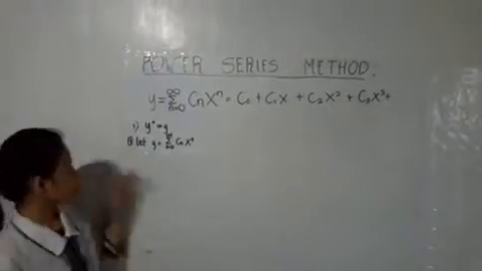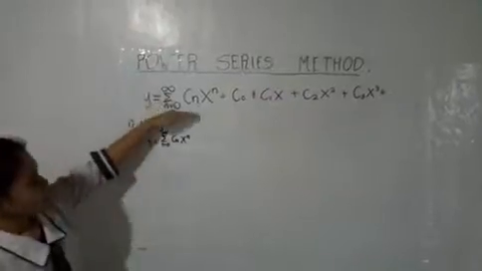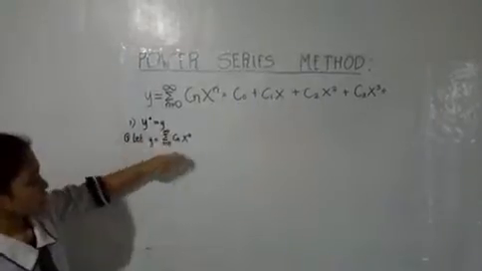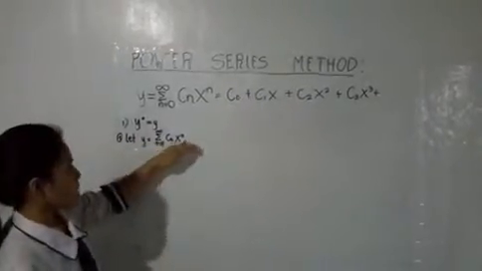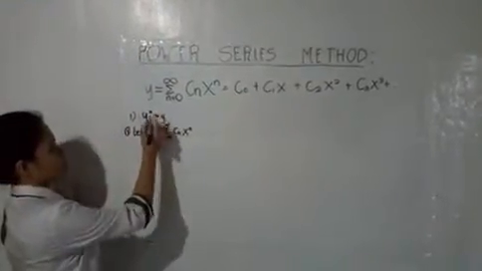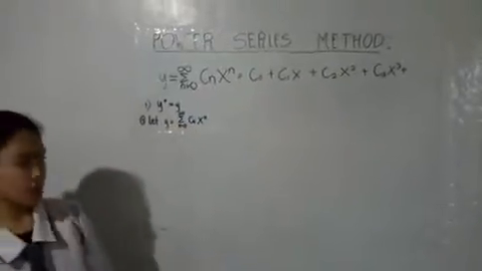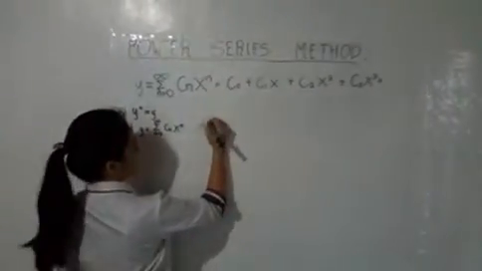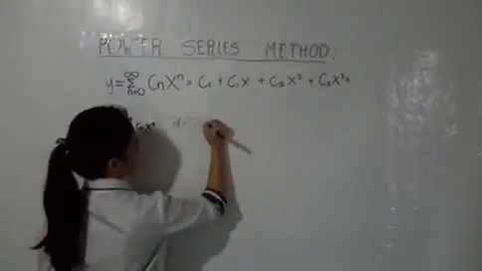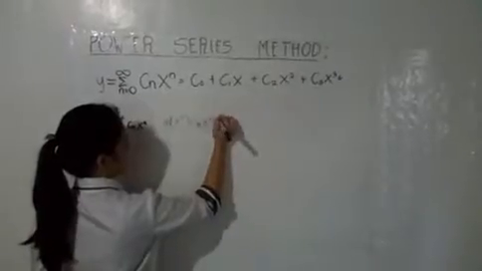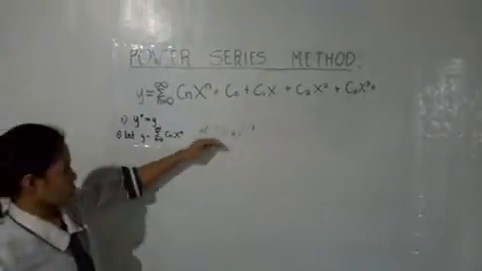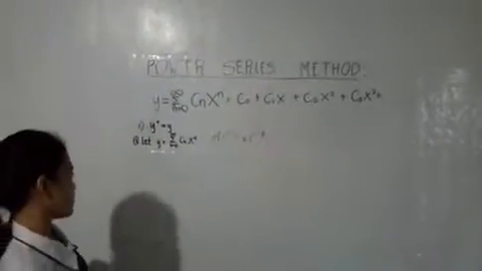So first step, we will let y is equal to the summation of n equals 0 to infinity of c sub n times x raised to the power of n. Now this says that we have a second derivative. How to get the derivative? We will use the derivative property: the derivative of x^n is equal to n x^(n minus 1). So we will use this property to solve our first derivative.